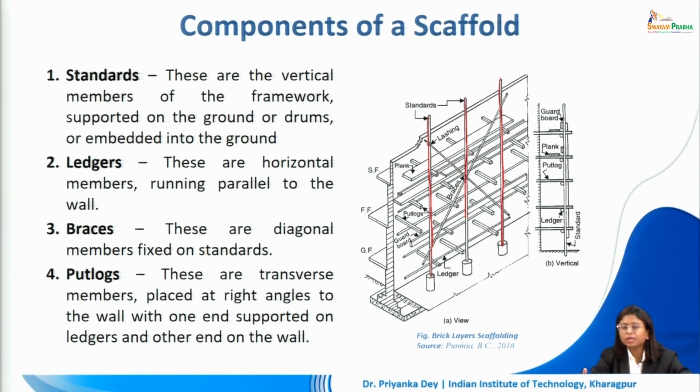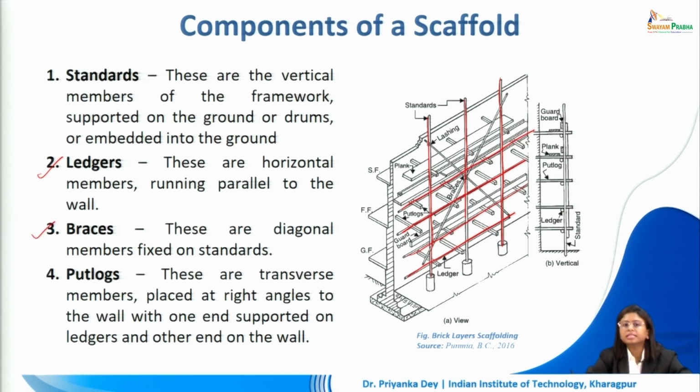So this type of member, this vertical member, can be supported on the ground directly by embedding it into the ground, or we can take help of certain drums to provide some form of a pedestal at the bottom. The second member is called ledgers. These are the horizontal members. So we need horizontal and vertical members together to create a network on which we can place the platforms.